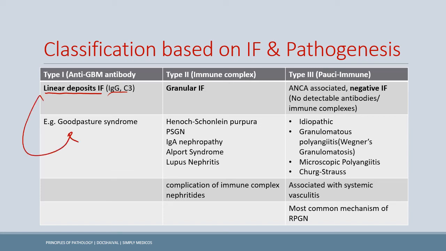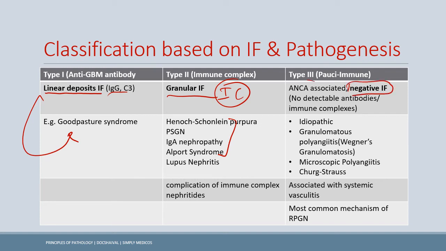Then we have the granular type of immunofluorescence, which is type 2. That's because of immune complex deposition, and the examples for this are HSP, PSGN, IgA nephropathy, Alport. All four we are going to see further in this lecture. Then pauci-immune type, in which we don't know the exact cause because we are not able to identify any antibody or immune complex, and hence the pattern is negative immunofluorescence.